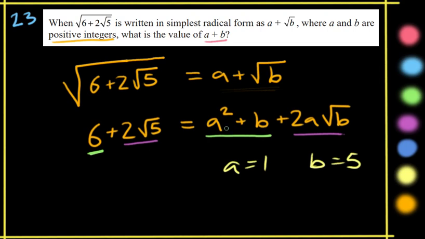And fortunately that works over here because a squared is 1, b is 5. You add those together, you get 6. So those are our solutions for a and b. What do they want to know? They want to know a plus b, so we just add these together and we get 6. And that is the answer to problem 23.